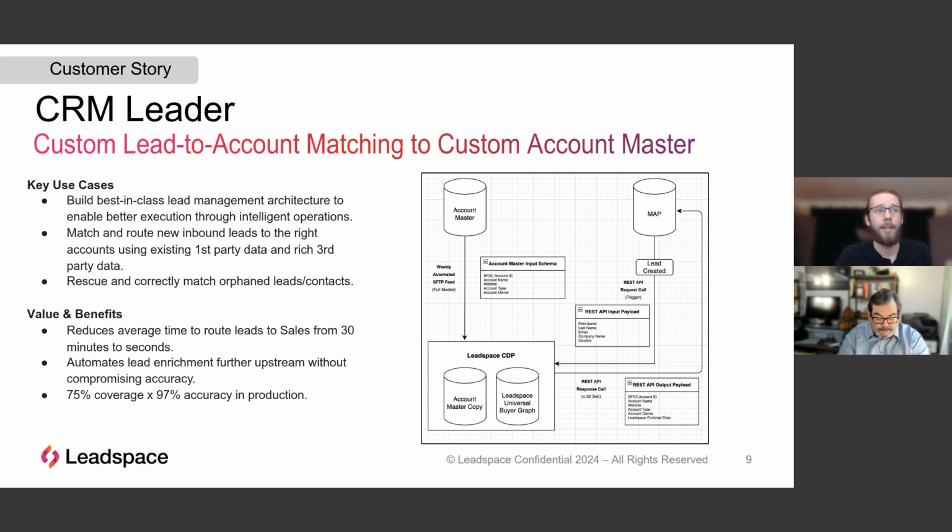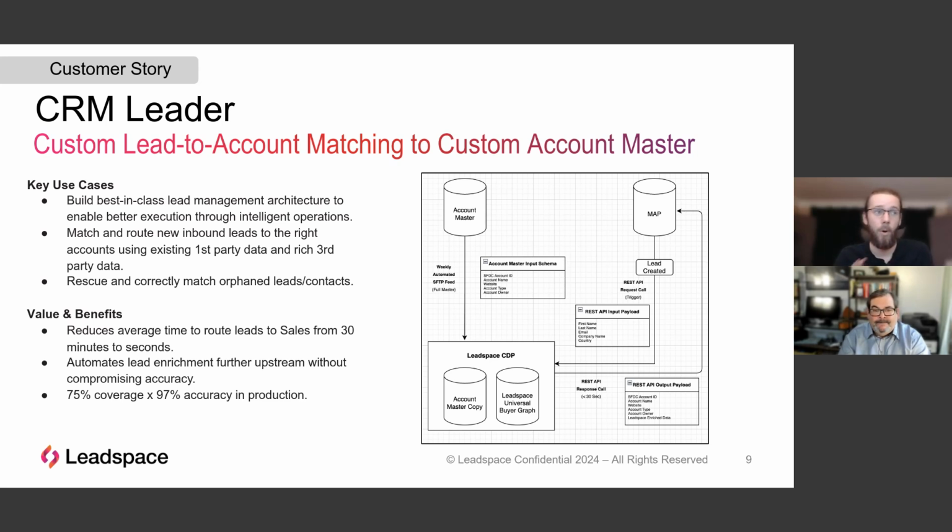Now, what this got for this CRM leader customer of ours, the net was we reduced their average time to route leads to sales from 30 minutes, which is what they were at before, in many cases with manual validation having to take place, down to a matter of seconds. We were able to automate their enrichment further upstream without compromising accuracy. A lot of that, again, gets into that multi-source approach that we've got as far as confirming signals and coverage.